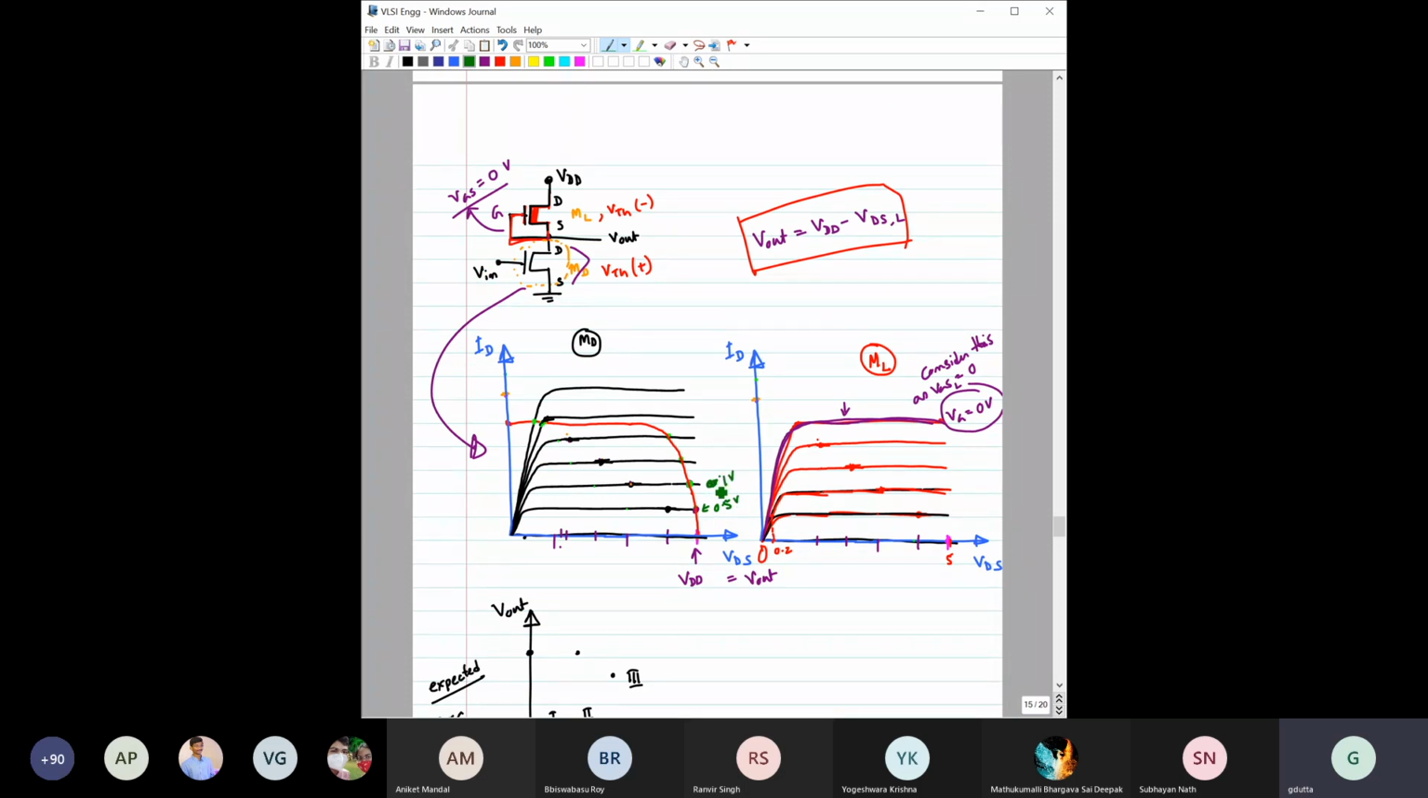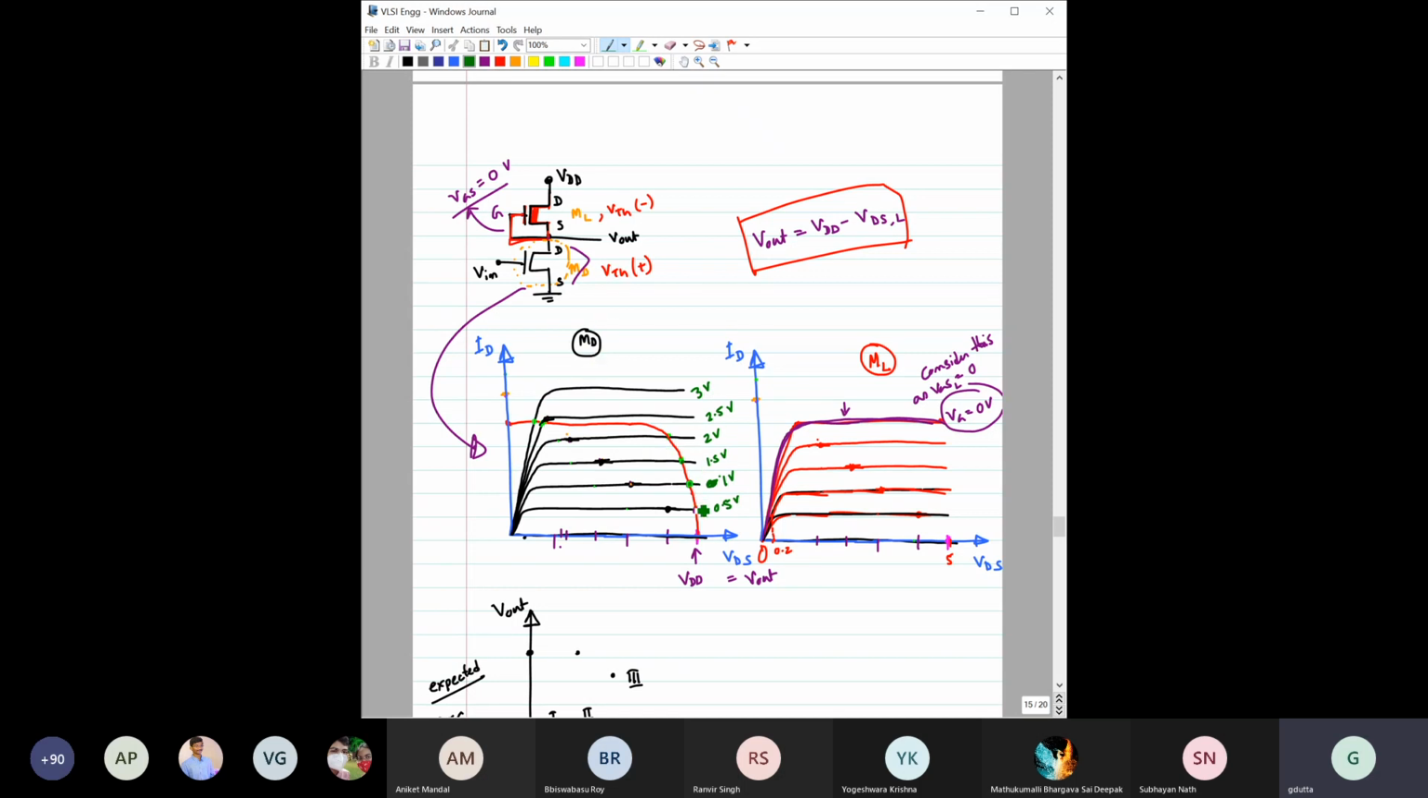Okay, 1 volt, right? Then the intersection is this. Then you see 1.5 volt is this. Then you see 2 volt it is. Then you see 2.5 volt, right? This is say 3 volt. And say you can have still some few more lines on top of this, right?